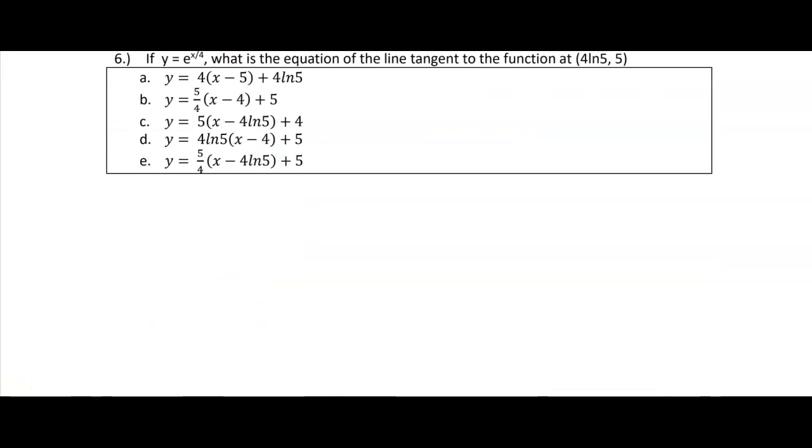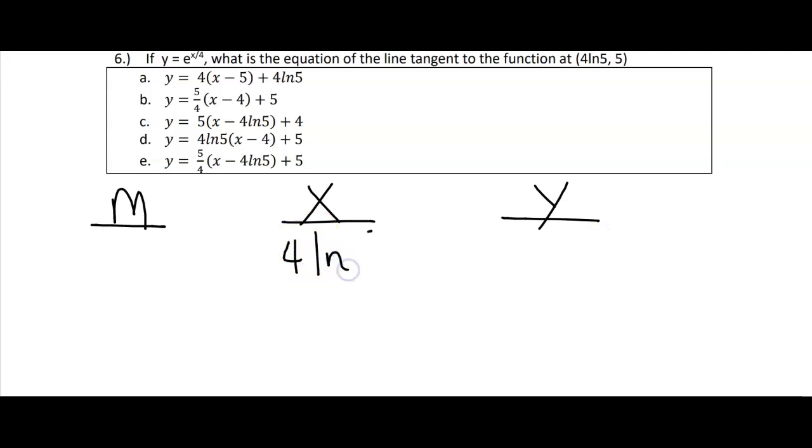So this one's asking for an equation of a tangent line. We know we need a slope. We know we need an x. We know we need a y. They've given us an x. And they've given us a y. We need to find a slope. And to do that, you need to find the derivative of this thing.